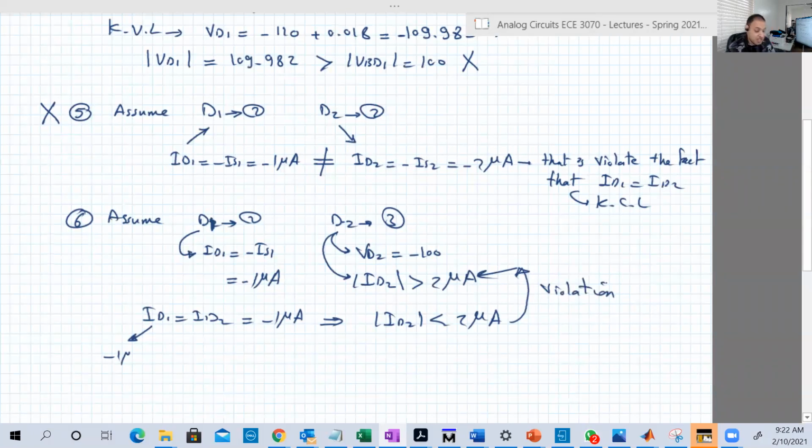So that leads to another violation, that we are saying that D2 is in breakdown. That means that ID2 as a magnitude exceeds 2 microamperes, but at the same time ID2 is equal to 1 microampere, which is less than 2 microamperes. So again, that's an incorrect assumption.